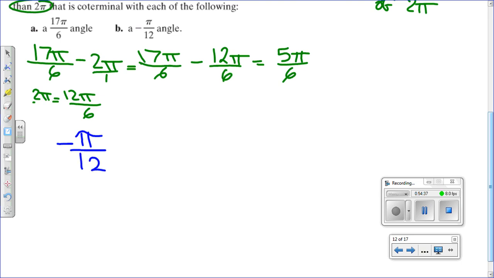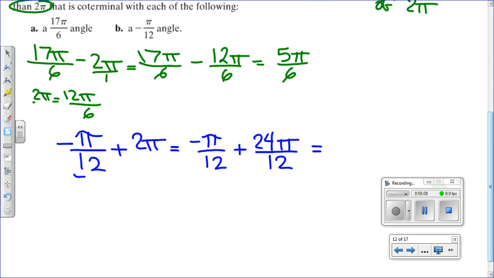Now we have negative pi over 12. That's negative, we want to get to a positive angle, so we're going to add 2 pi. What will 2 pi be in terms of 12? 24 pi over 12. Right, because this one has a 1, and we want it to have a 12, so we multiply top and bottom by 12. That's how we do it. You see why fractions are necessary?